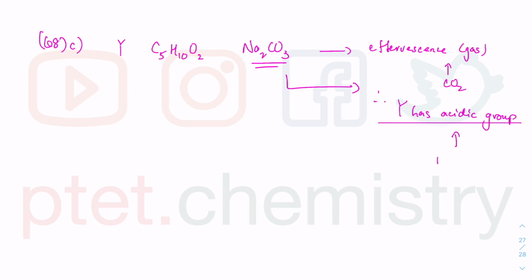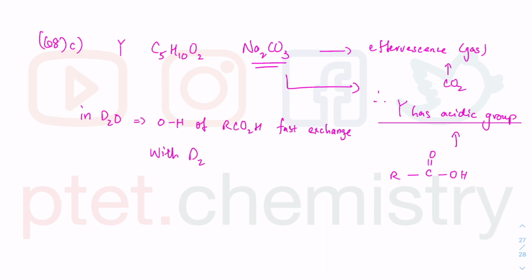In fact, it has to be a carboxylic acid, because even though phenol is acidic, phenol cannot react with carbonate. Only carboxylic acid is acidic enough to react with carbonate, among organic compounds. And then the proton NMR is in D2O. So what is shown is in D2O. So we know the OH of carboxylic acid undergoes fast exchange. This is a concept for proton NMR, fast exchange with D2O. So this disappears.